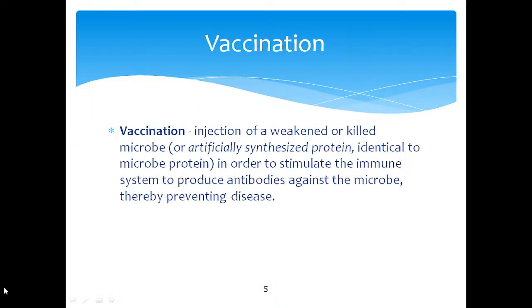What does vaccination mean? Vaccination is the injection of a weakened or killed microbe, or an artificially synthesized protein imitating a microbe protein, in order to stimulate the immune system to produce antibodies against the microbe, thereby preventing disease. For example, what about synthesized proteins?